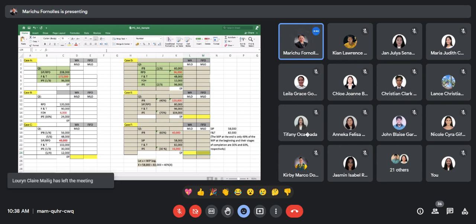Okay, so I'd like to take up with you these 6 independent cases. So in case A and case B, there is no work in process beginning. But in case C, D, E, and F, there is work in process beginning.